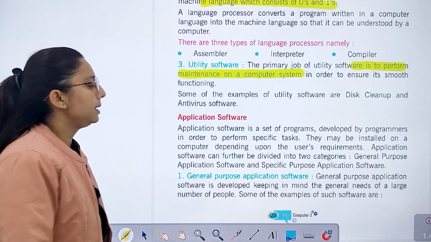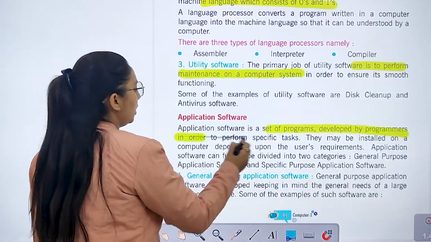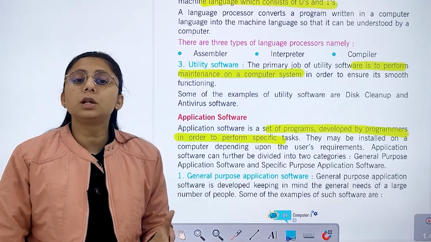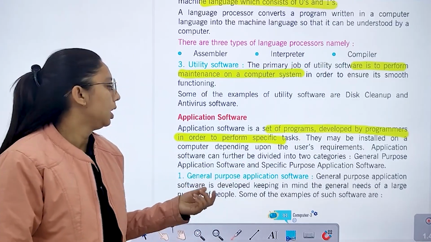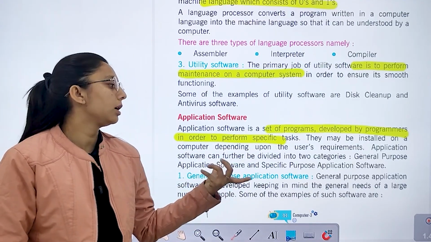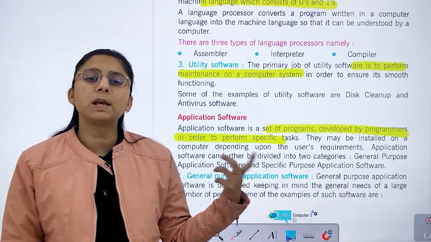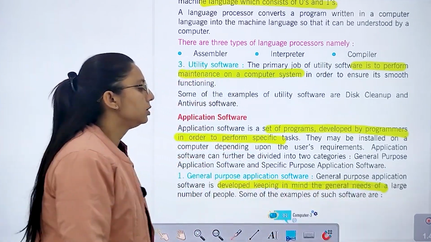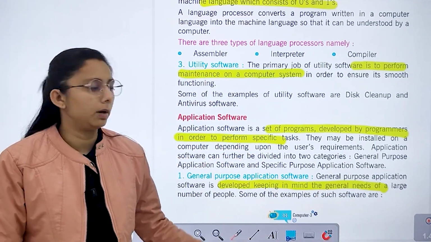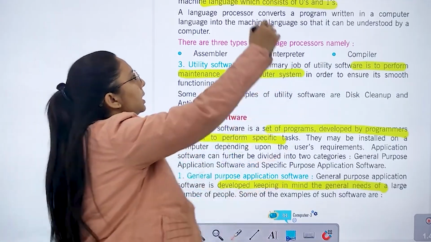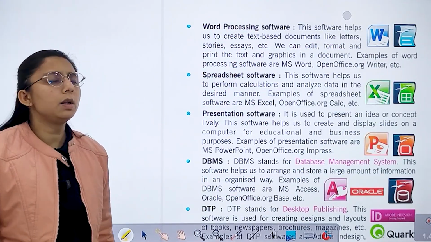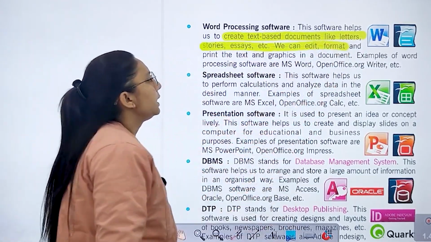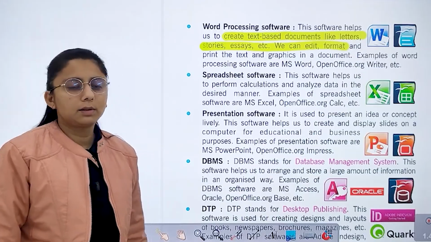Next is application software. It is a set of programs developed by programmers in order to perform specific tasks. They may be installed on the computer depending upon user requirement. So application software is further divided into two categories: general purpose application software and specific purpose. First is general purpose. It is developed keeping in mind the general needs of a large number of people. Some examples are word processing software, which helps to create text-based documents like letters, stories, essays. We can edit, format and print the text.